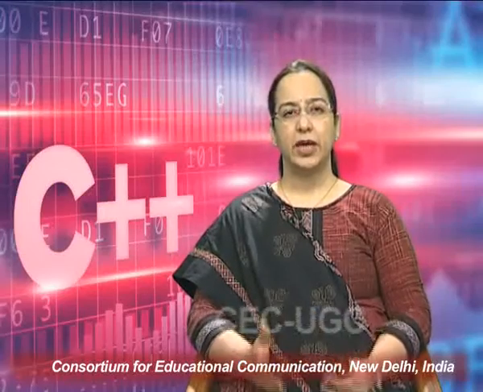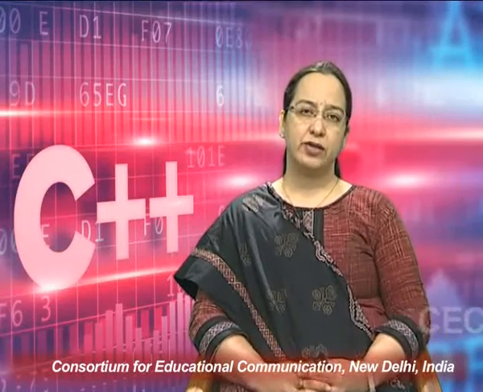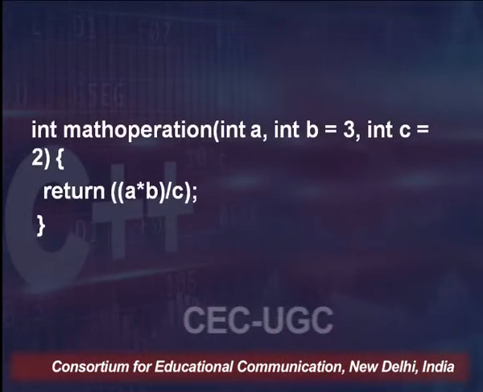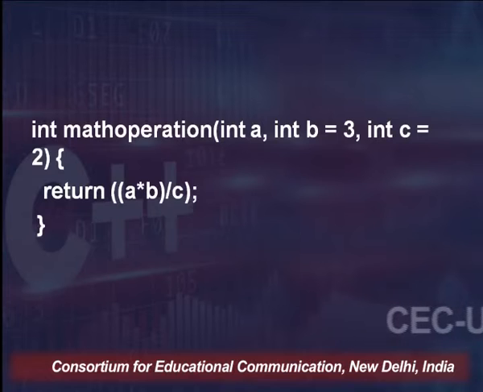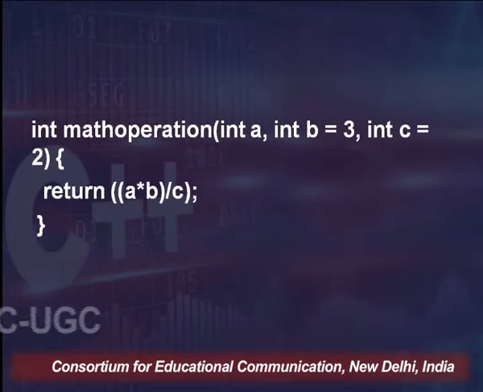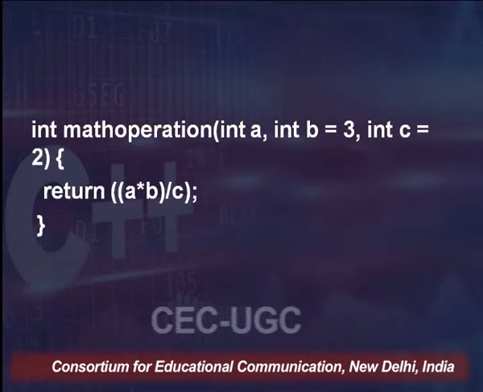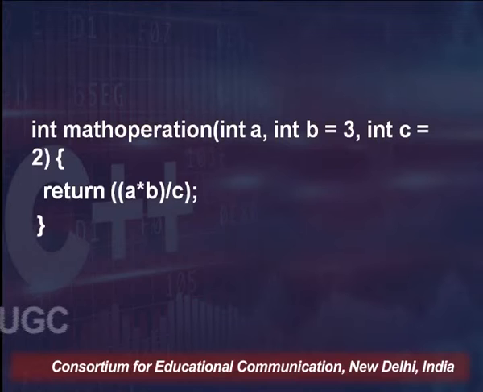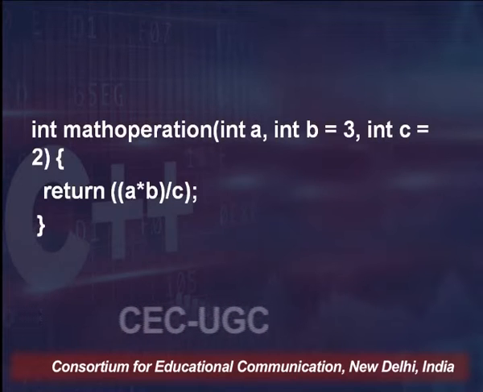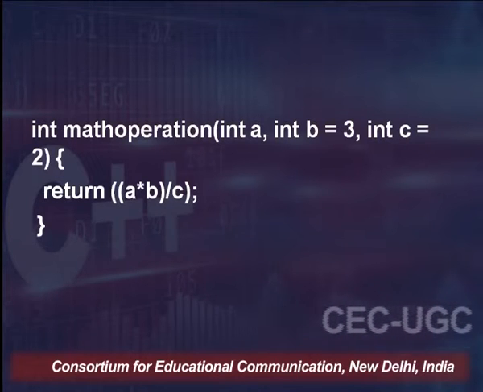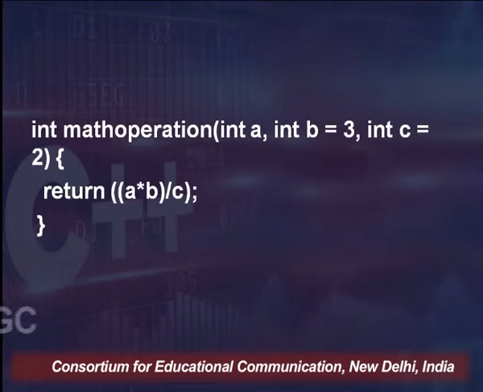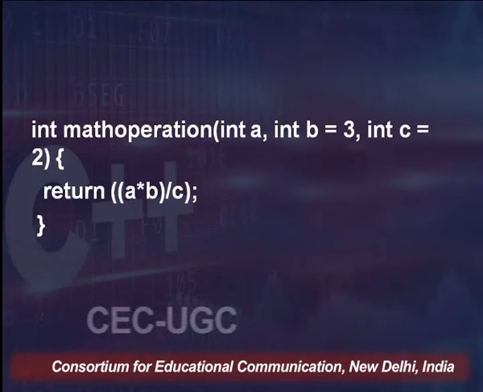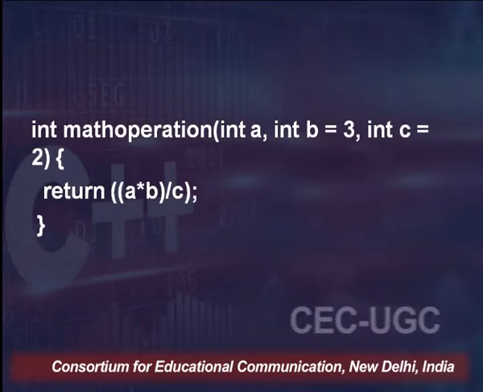For example, I am taking a function called math operations, returning an integer value, having 3 parameters: integer a, integer b, and integer c. Now please have a careful look at the parameter list. The formal parameter list says integer a, comma, which means no default value for a, then integer b equals 3, so for the second parameter 3 is the default value, and integer c equals 2, so for the third parameter c the default value is 2.